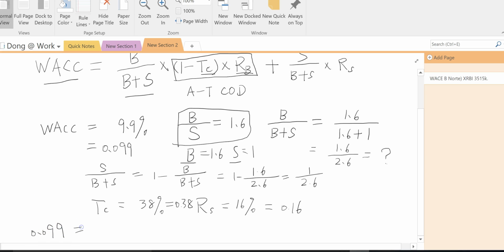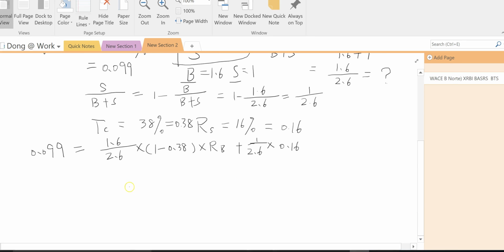0.099. WACC equals B over B plus S, 1.6 over 2.6 times 1 minus 0.38 times this RB, plus 1 over 2.6 times RS, that's 0.16. Okay, so now this RB is the only unknown here. And this is just an equation, so we can solve out RB.